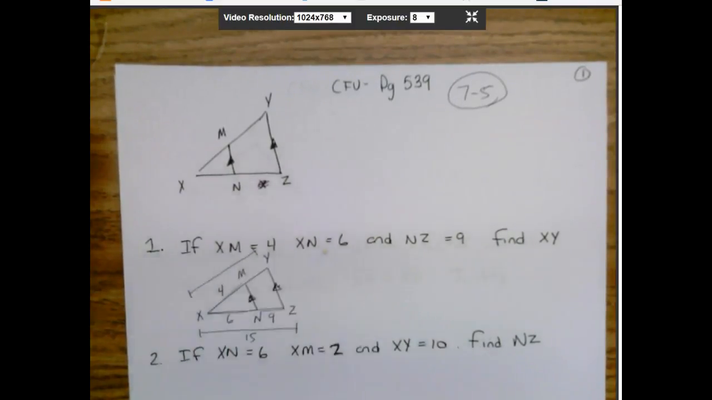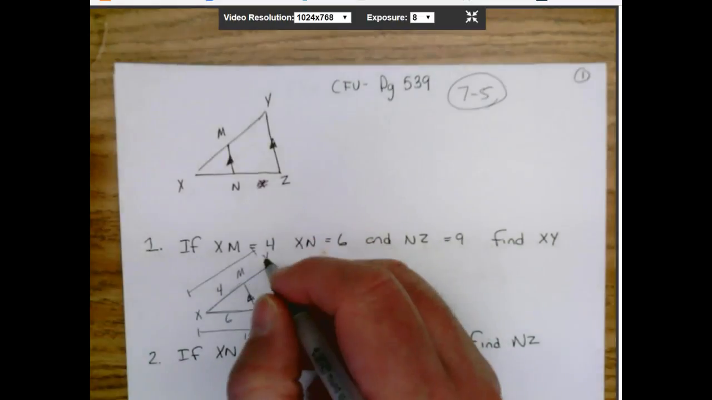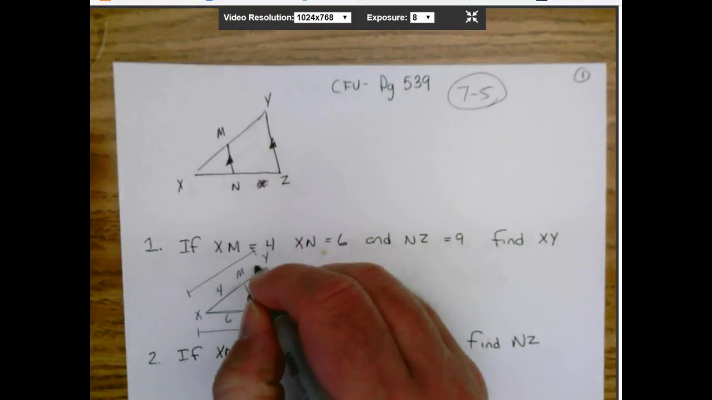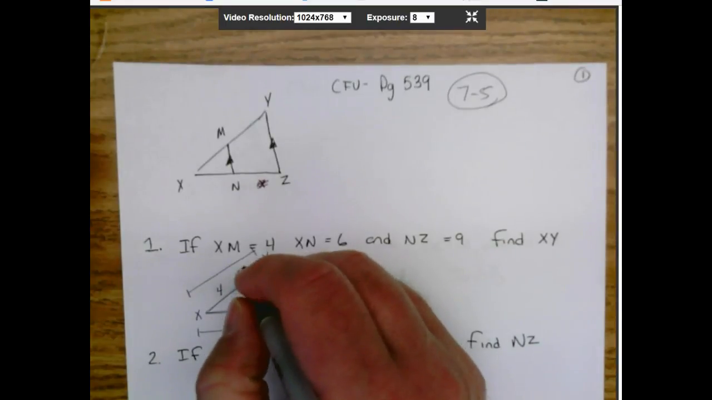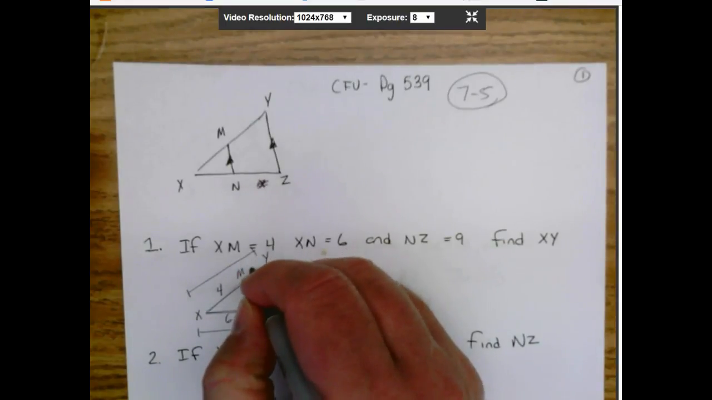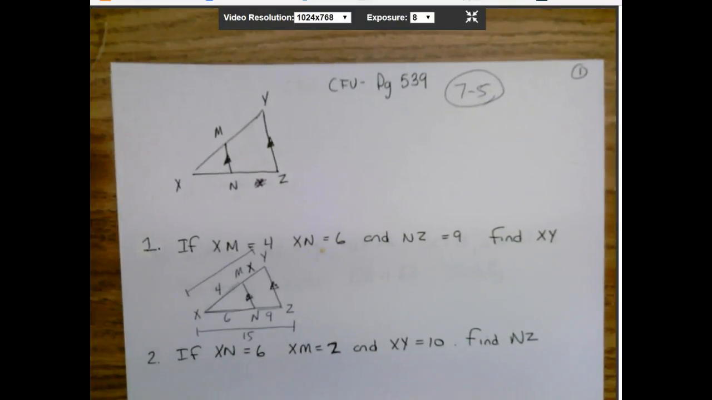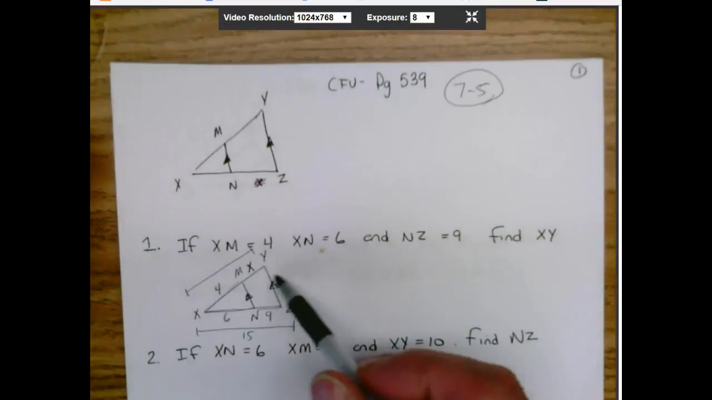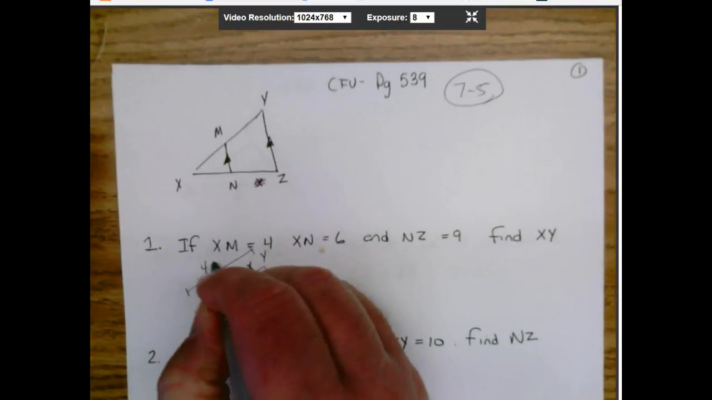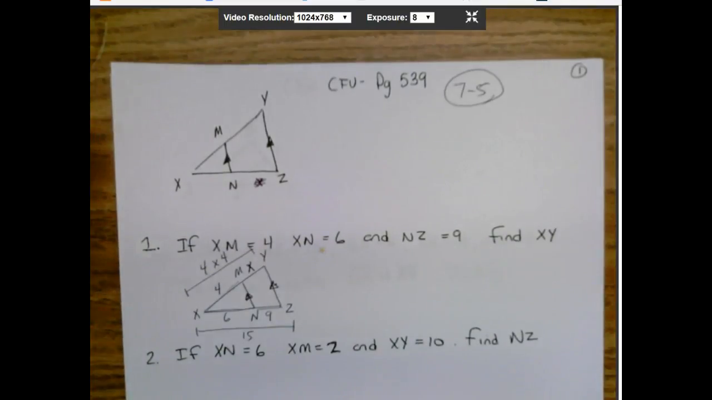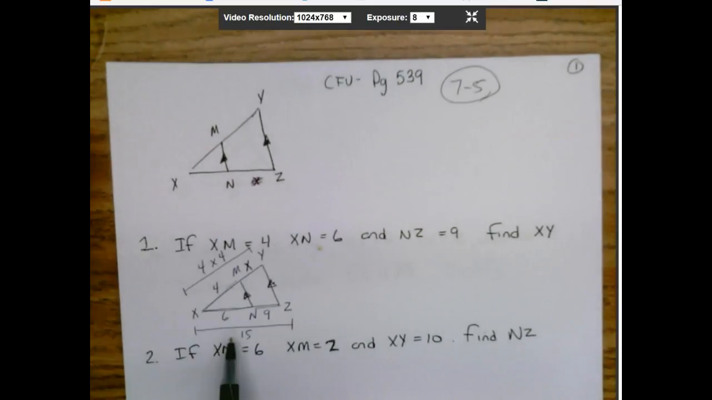Okay, so this wouldn't be too hard to do. Probably the best thing to do is to make this x. If we wanted to figure out XY, then we would know that XY is 4 plus x. Okay, so then we can use all this information we have to form a ratio.